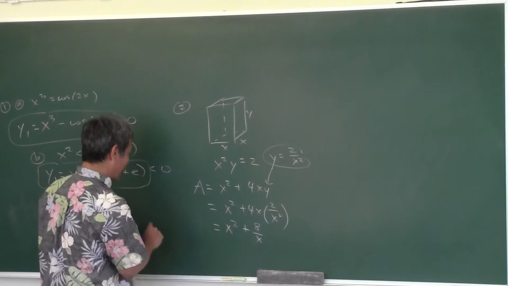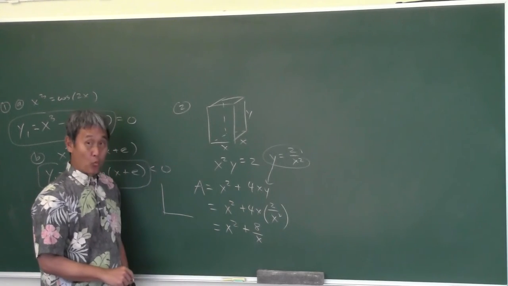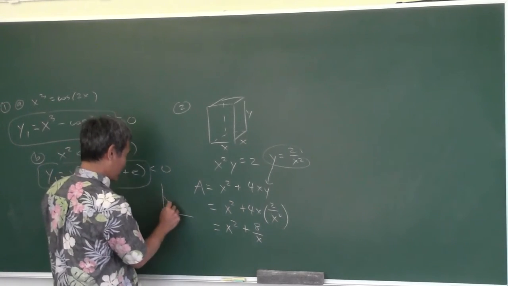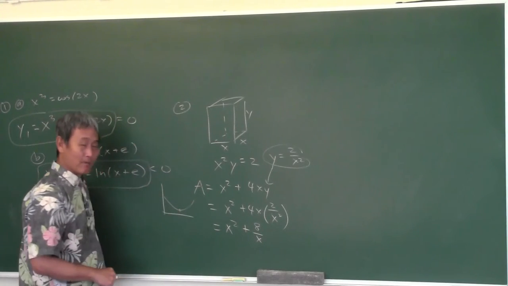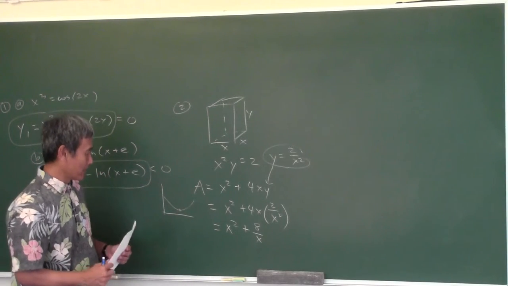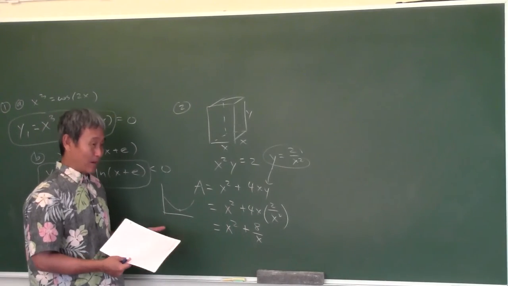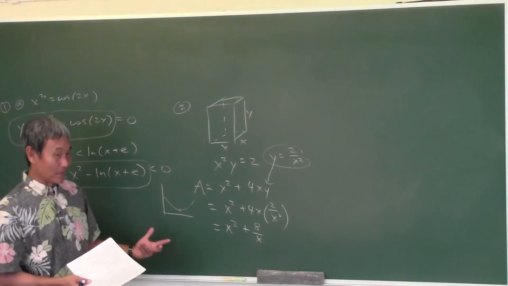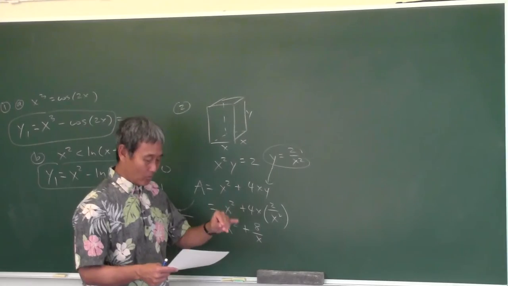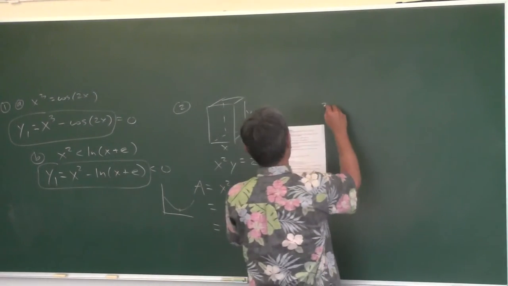Graph that on your calculator with the appropriate window, and you should see this, and then you calculate the minimum, because we want minimum surface area. And again, do not just press the graph button and expect to see something. Set the window.